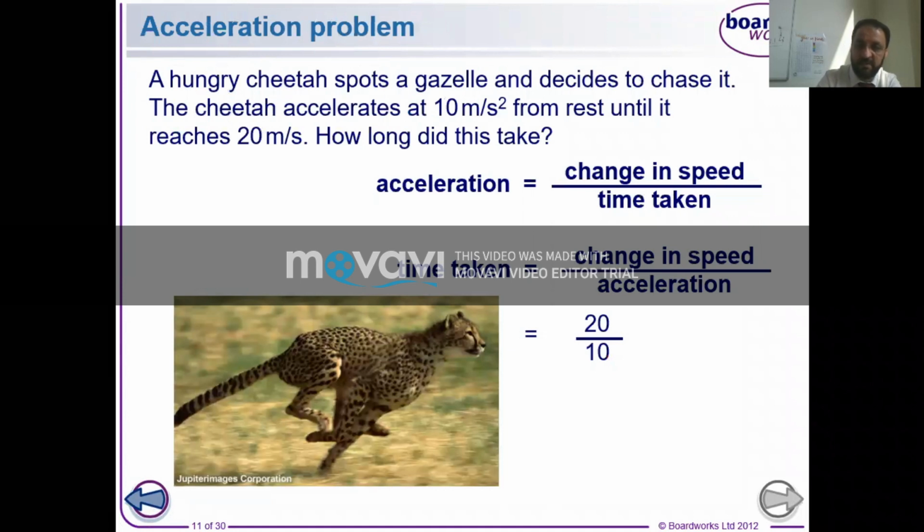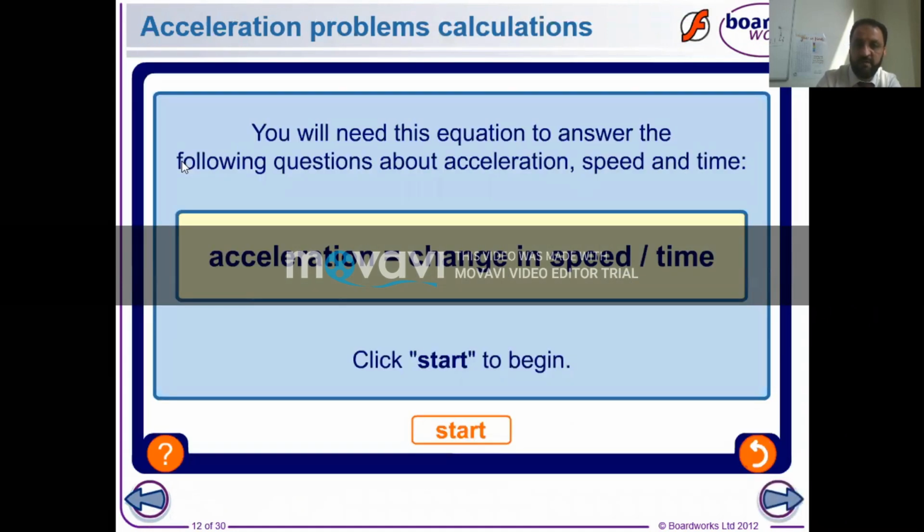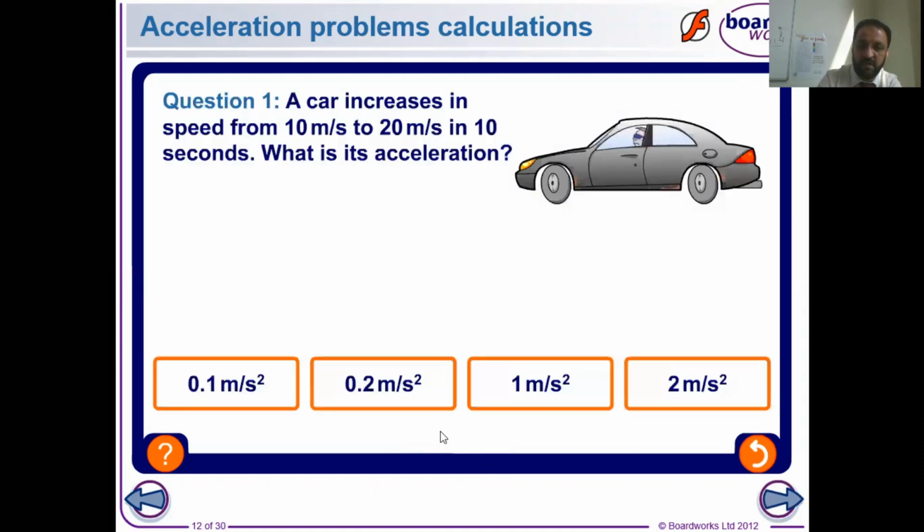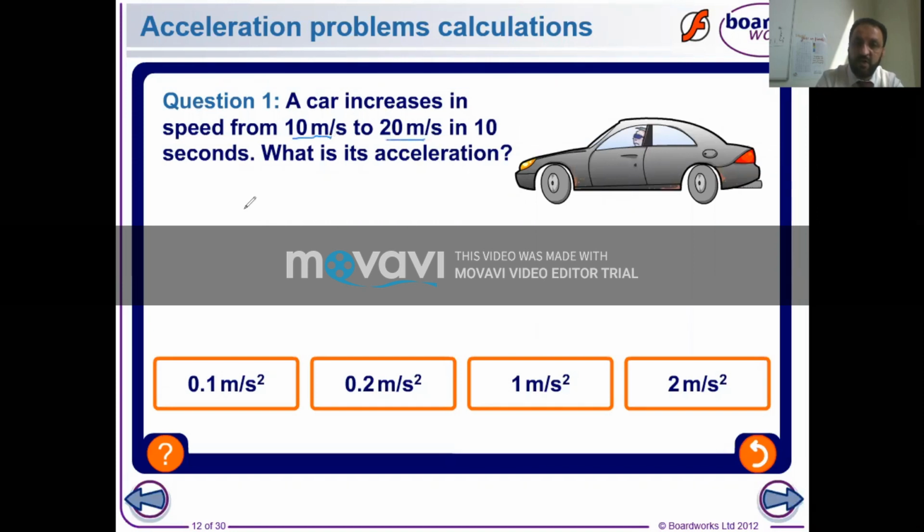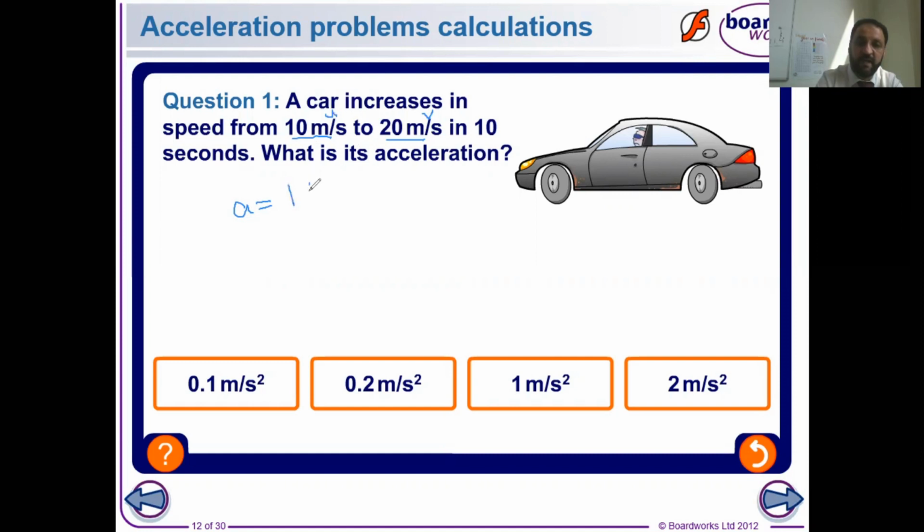This is the same question, so you will practice these questions. I will give you more. These questions are now solved here. A car increases in speed from 10 meters per second to 20 meters per second. Let's do practice. 10 to 20. As I told you, a equals v minus u by t. So this is v, this is u. 20 minus 10, that is 10, by 10. So the answer should be 1. Let me check.